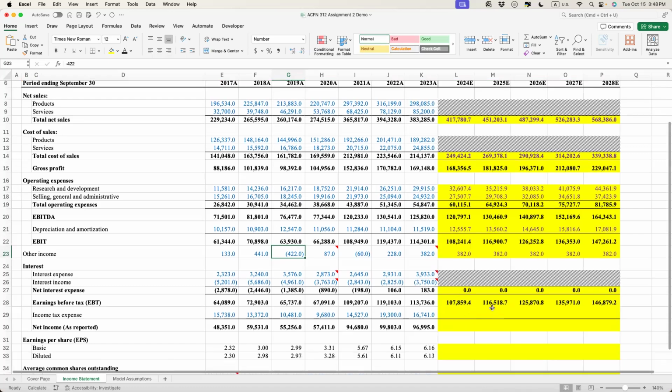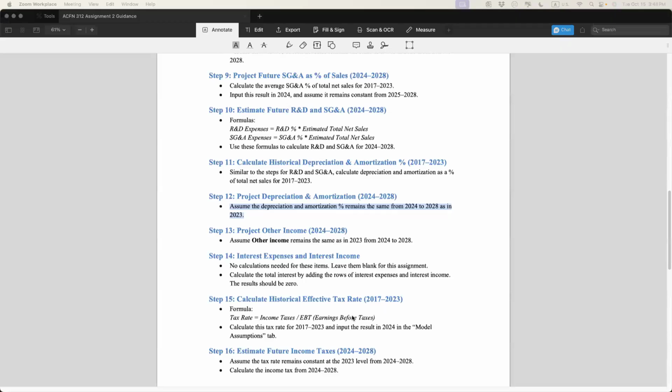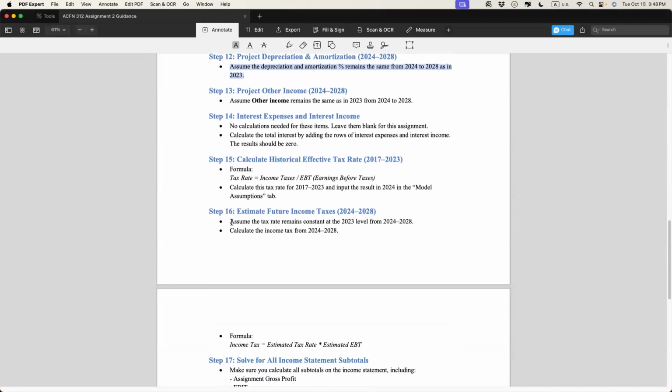Okay, now we got this part done. We just continue our calculations. Next, we move to the income tax expenses. So let's go back to the guidance file and take a look at income tax. Assume the tax rate to remain constant at the 23 level from 24 to 28. So we need to first calculate the tax rate, or effective tax rate, using the income tax divided by earning before tax, and then streamline that. And then eventually we just back-solve the income tax by using the estimated tax rate multiplied by the estimated earning before tax.